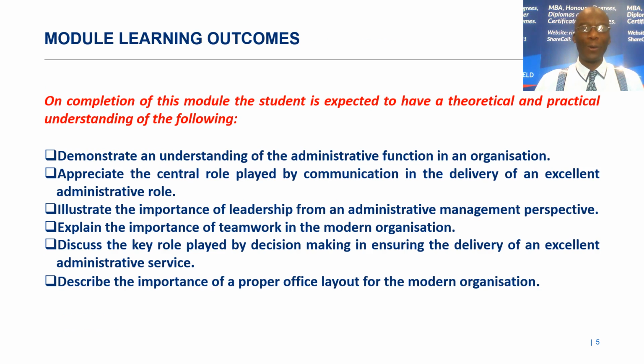In order for you to be certified, to have met the requirements of this module, you need to have met each and every learning outcome of this module. There are 6 key learning outcomes for this particular module. The first outcome requires you to be able to understand the administrative function within the organization. It is also important for you to understand the importance of communication, as communication is a key cornerstone of this module.